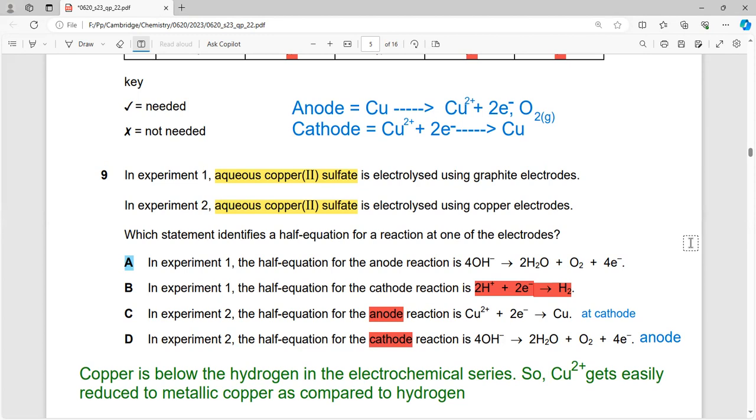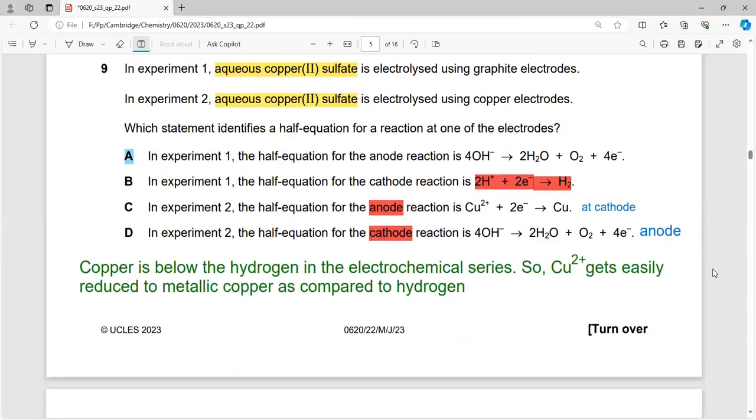Now, in experiment number 2, the half equation is given for the anode reaction. We studied that copper is reducing at the cathode, not at the anode. In the same way, in experiment number 2, the half equation for the cathode is given for hydroxyl. The hydroxyl ions will proceed to the anode, not to the cathode. So that's why the correct statement is A here.